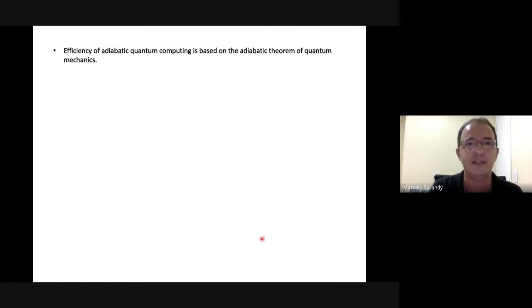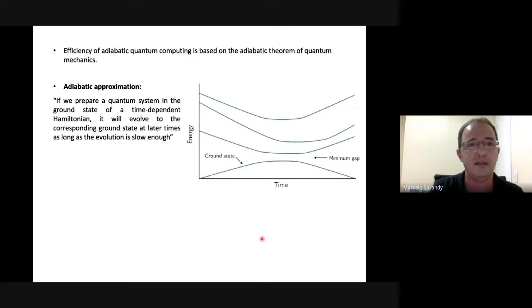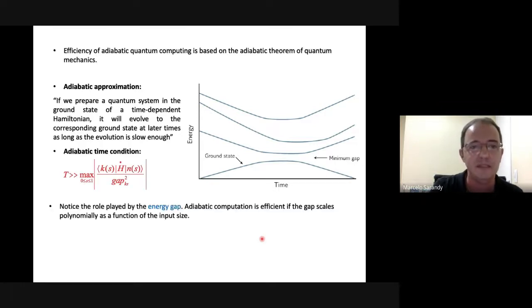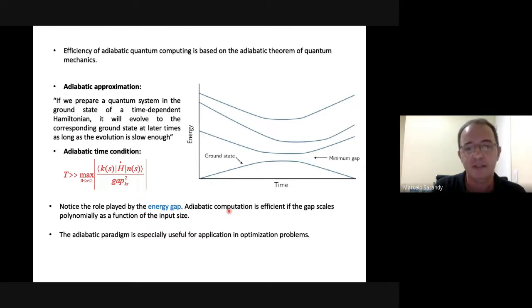So the efficiency of the adiabatic quantum computing method is based on the adiabatic theorem of quantum mechanics. The idea is the adiabatic approximation, which says that if we prepare a quantum system in the ground state of a time-dependent Hamiltonian, it will evolve to the corresponding ground state at later times, as long as the evolution is slow enough. And slow enough here means that the time of evolution must be much greater than the inverse gap squared, okay? So the energy gap plays a very important role in the efficiency of the adiabatic quantum computation method. We need to understand if the gap shrinks polynomially or exponentially as a function of the input size, right? Okay, so this adiabatic paradigm of quantum computation is especially useful for application in optimization problems, but we can show that if your Hamiltonian is general enough, we can do universal quantum computation with that, okay?